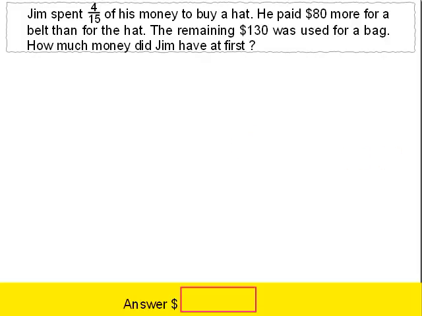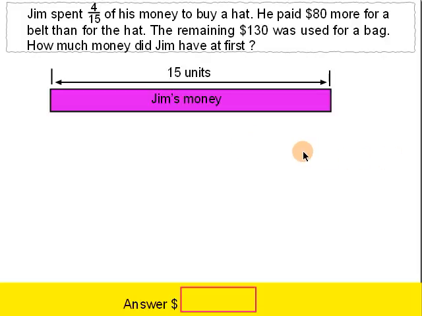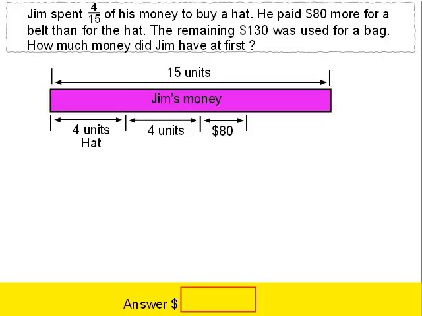So firstly, let's draw the model for Jim's money at first. Since the fraction was given as 4/15, that means Jim had a total of 15 units of money. Then he spent 4 units on a hat. And we were told that he spent $80 more for the belt than the hat. So we draw and divide it here.